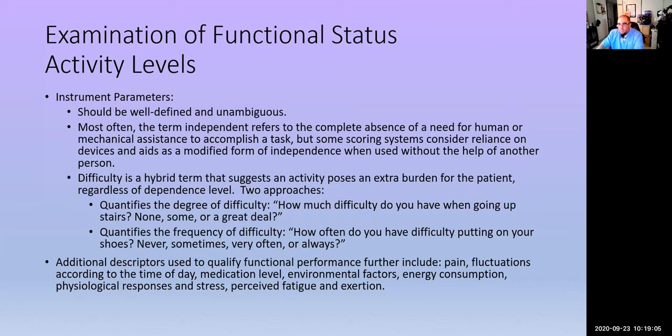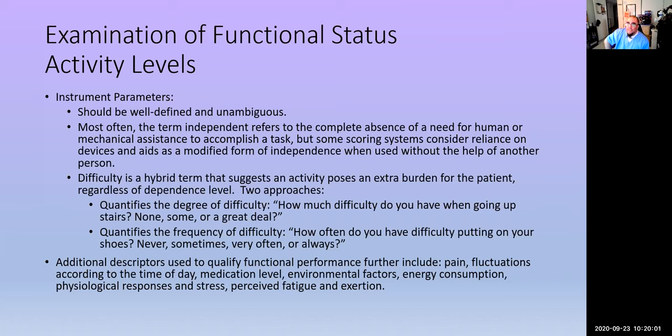Instrument parameters, whether it's self-report, whether it's performance-based, should be well-defined and unambiguous. Here's the neat thing, guys. You all can design a test of functional status, right? We could be looking in 5 years at the Newsom Butts level of leg functioning test, right? That would be a great one, the Butts level of gluteal function test. How's that sound? Right, you could design it. There's nothing that says you can't. All these tests have been developed by people. And the tests are constantly improved on.